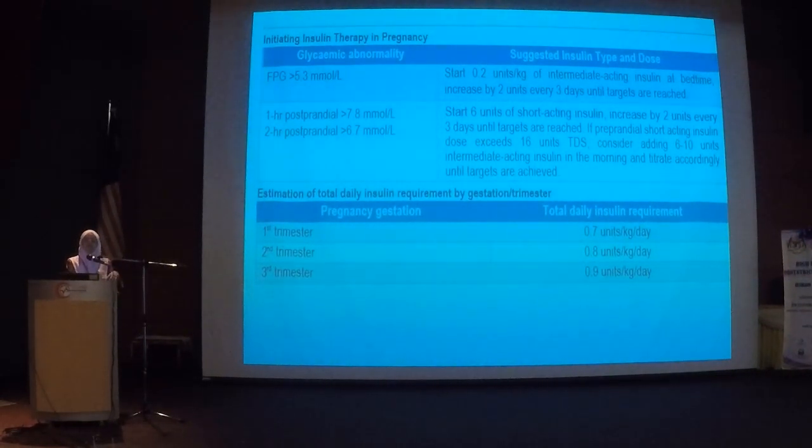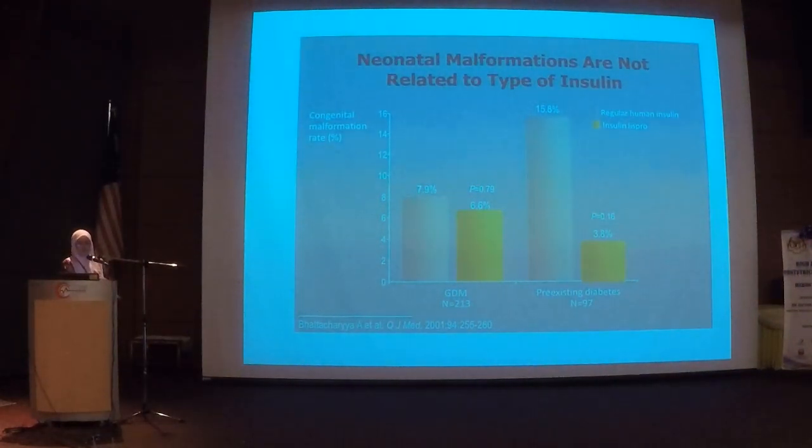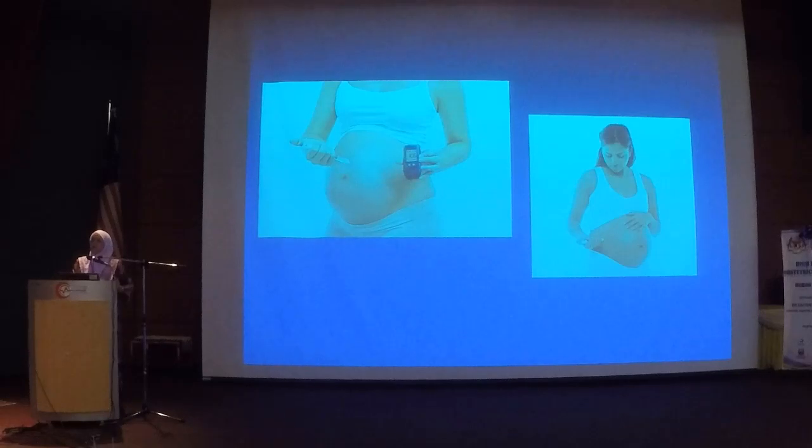Do not give 16, 16, 16, 16, because the basal insulin is needed to prevent excess hepatic gluconeogenesis, and it controls the in-between meals glucose. Okay? So this is just to show malformations are not related to type of insulin. And please, since I'm here and we're talking about insulin, inject in the abdomen. The subcutaneous tissue is more there, absorption is better, and if the patient moves or just lies in bed, it doesn't affect the rate of absorption. It will not reach your baby.